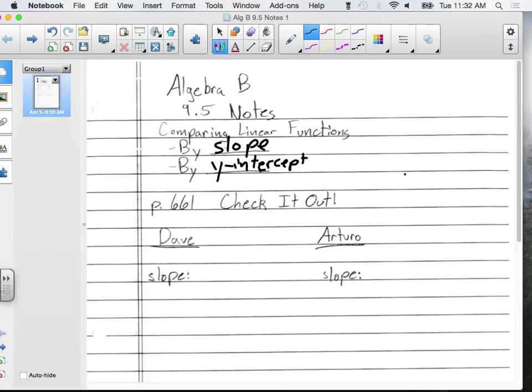So, why I have you turn to page 661 is because we're going to be doing the check it out problem on there, number 1. That one says, Dave and Arturo each deposit money into their checking accounts weekly. Your account information for the past several weeks is shown. Compare the accounts by finding and interpreting the slopes and y-intercepts. So Dave is the table, Arturo is the graph.